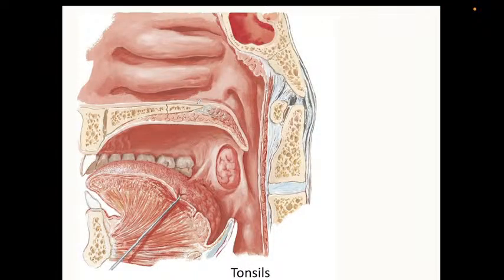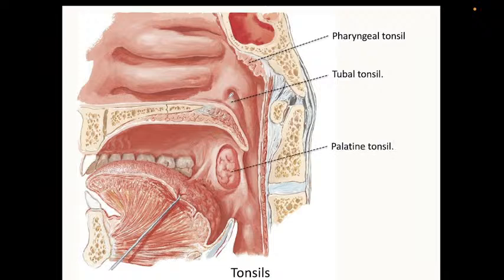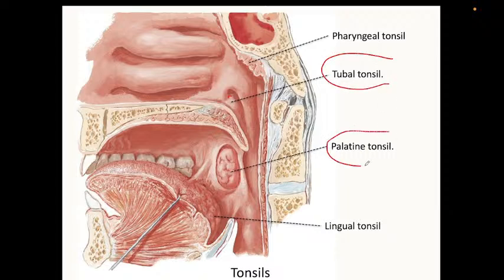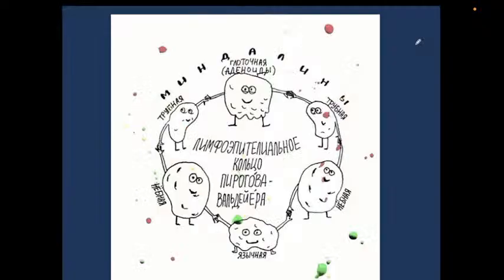Let me show you the location of all tonsils in our body. Pharyngeal tonsils. Here a small one, tubal tonsils, palatine tonsils, and lingual tonsils. So the tubal tonsils and palatine tonsils are paired organs, but lingual tonsils and pharyngeal tonsils are unpaired.